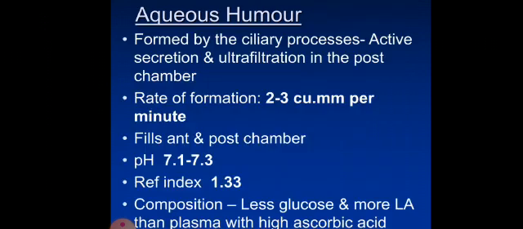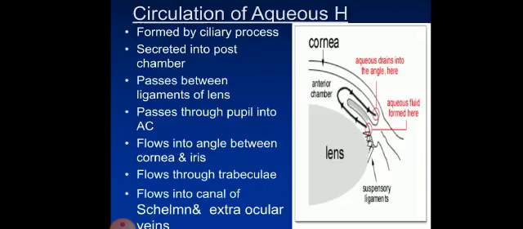So now I've just briefed up what I've told you. It's formed by the ciliary processes, by active secretion and also by ultrafiltration, and about 2 to 3 cubic millimeters per minute is the rate of formation. It fills both the anterior chamber and the posterior chamber. The pH is around 7.1 to 7.3. The refractive index is 1.33. Composition is less glucose than plasma, with a high concentration of ascorbic acid.